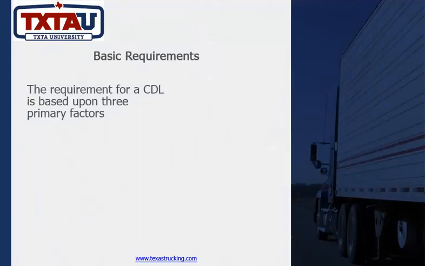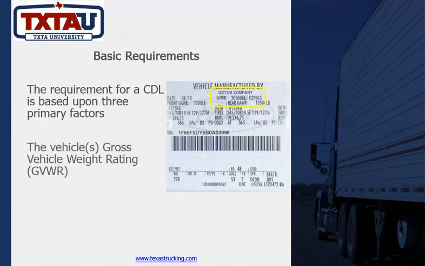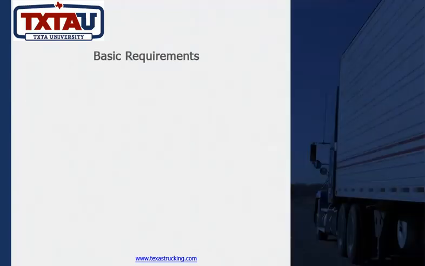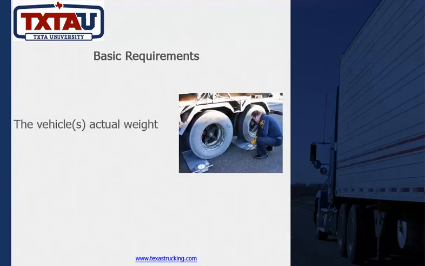The requirement for a CDL is based upon three primary factors, one of which is the vehicle or vehicle's gross vehicle weight rating, also known as GVWR. The GVWR is the manufacturer's rated maximum loaded weight. Another method of determining CDL is the vehicle or vehicle's actual weight, and the vehicle must be weighed. A scale ticket from a loader is not sufficient for enforcement to place a driver under CDL. And one more note, registered weight is no longer used to determine commercial driver's license.